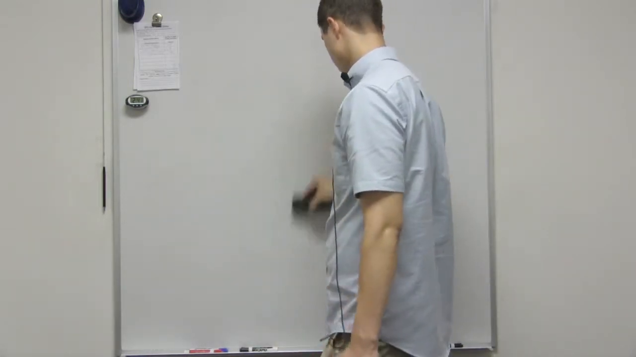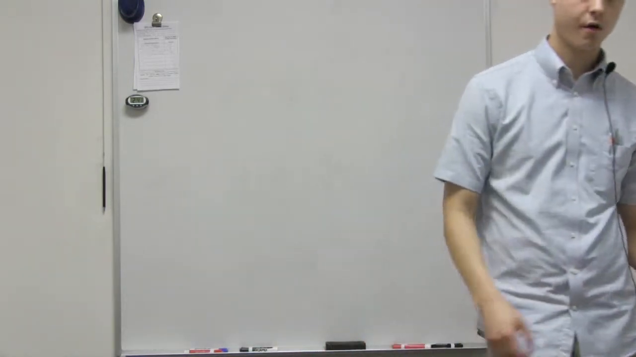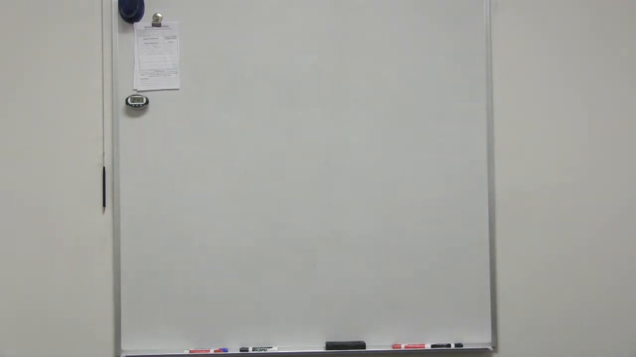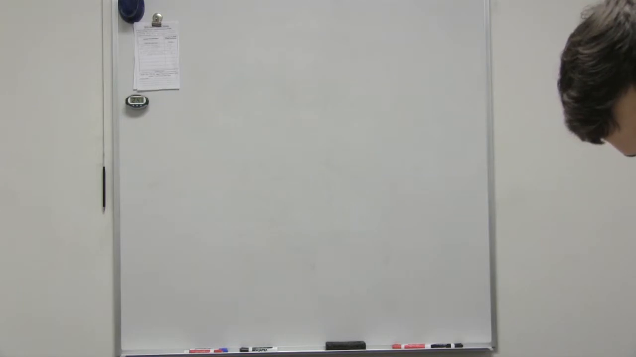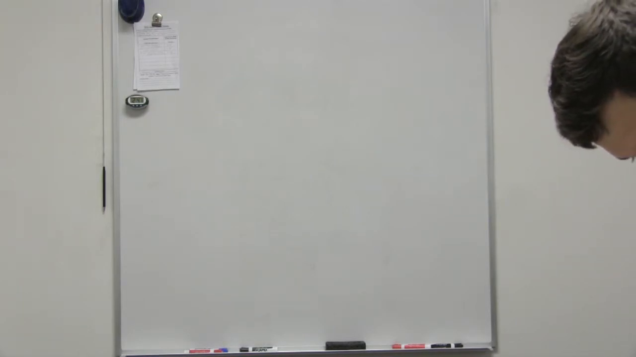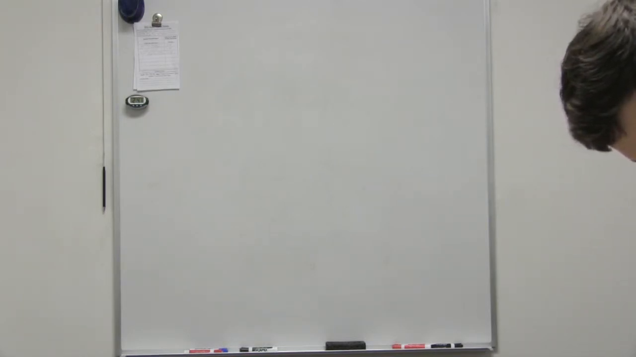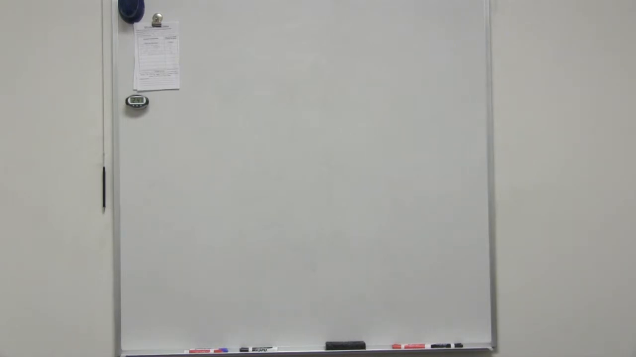So a whistle produces sound of frequency 1 kilohertz. If a listener moves with a speed of 30 meters per second away from the whistle, what frequency does this person hear? Here's your Doppler effect equation. So let's just think about it conceptually.